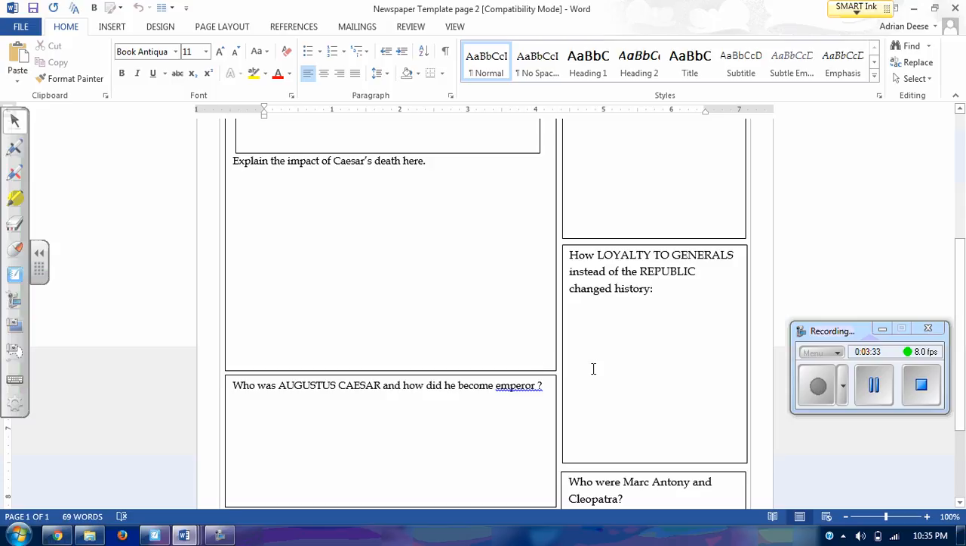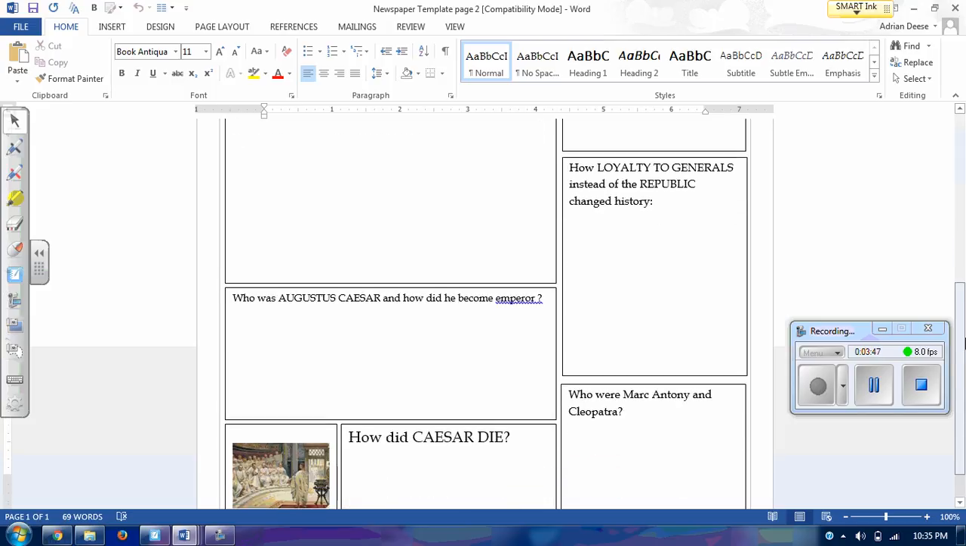For the loyalty to generals, they were more loyal to their generals than they were to the Roman Republic. An example is how Caesar led his own army into the city of Rome once Pompey was declared to be the commander instead of him. And so that's whenever he kind of marched into Rome and took over and declared himself dictator for life.